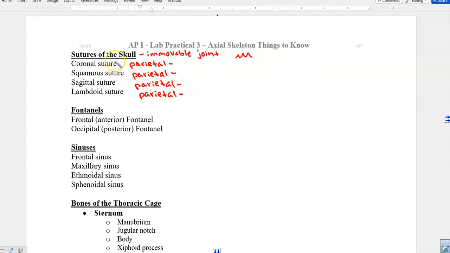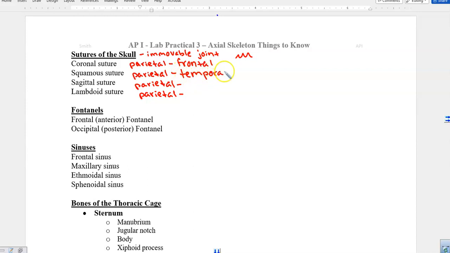And so the four sutures that we're going to learn are the coronal suture, the squamous suture, the sagittal suture, and the lambdoid suture. And I've got the word parietal here because they all connect the parietal. So I would like you to know which bone is connected to the parietal. So the coronal is going to be the parietal to the frontal bone. The squamous is going to be the parietal to the temporal bone.